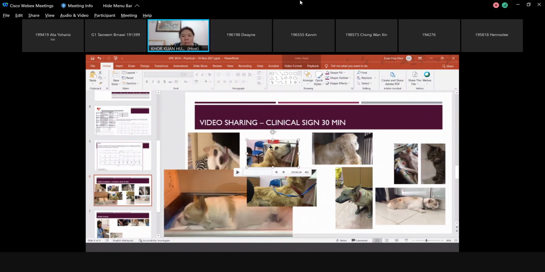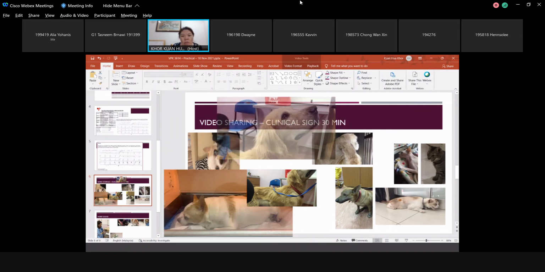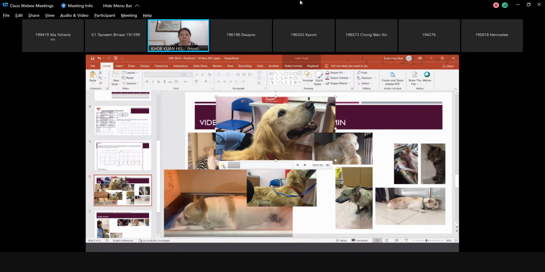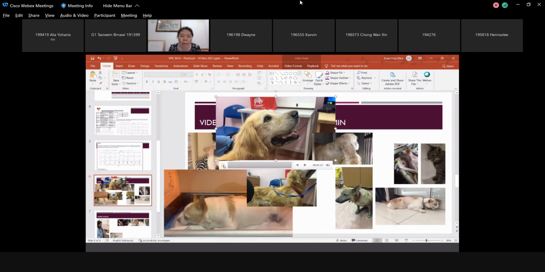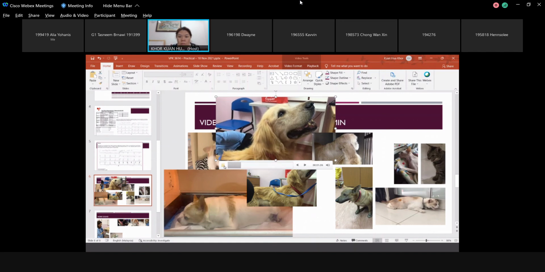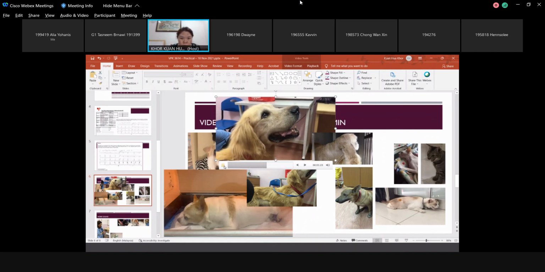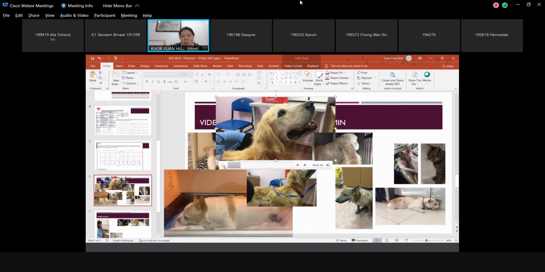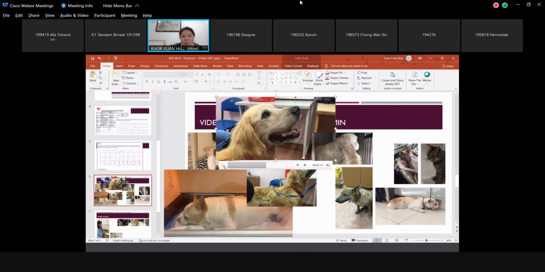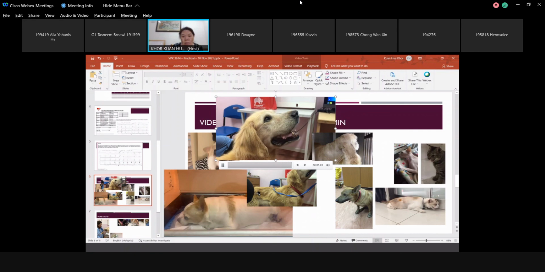Enough? Okay, let's look at this dog. This dog has gone to heaven. See the tongue color, okay? Yeah. So this dog is actually panting throughout the consult. Okay, so there is an increased breathing rate.